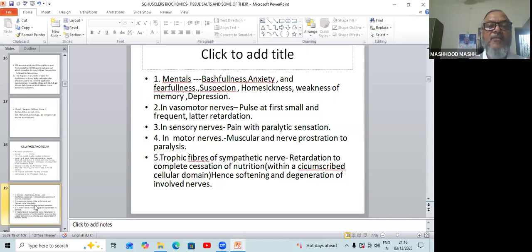In sensory nerves, pain with a paralytic sensation. In motor nerves, muscular and nerve prostration to paralysis. Trophic fibers of the sympathetic nerve, retardation to complete cessation of nutrition within a circumscribed cellular domain, and softening and degeneration of the involved nerves. Kali phos is a very important remedy.